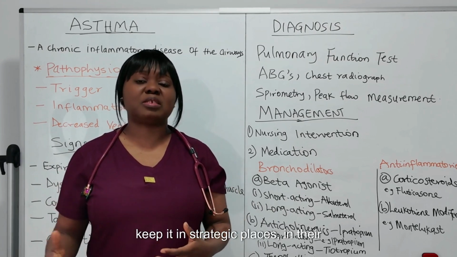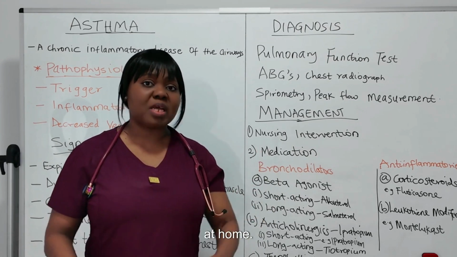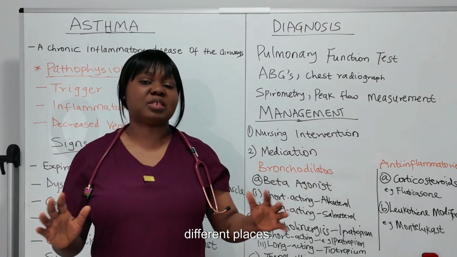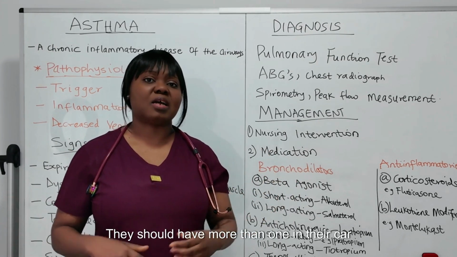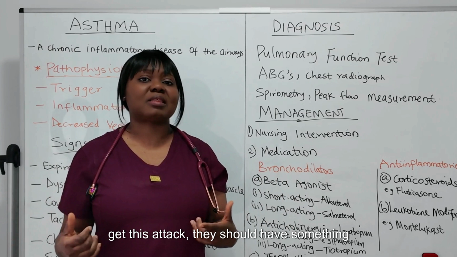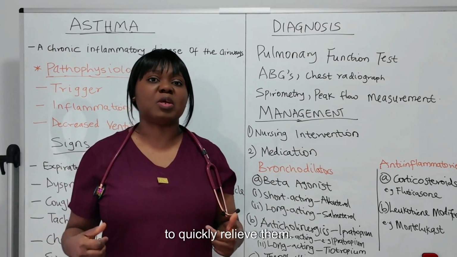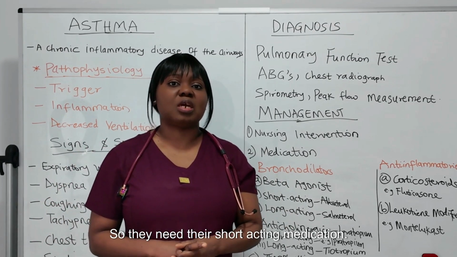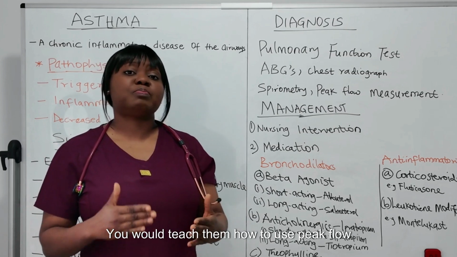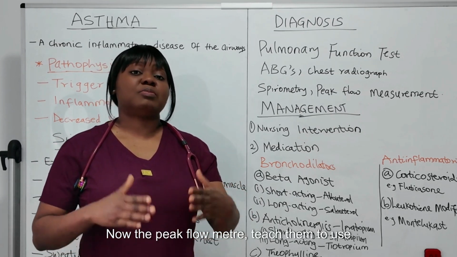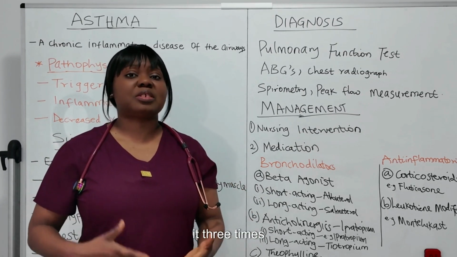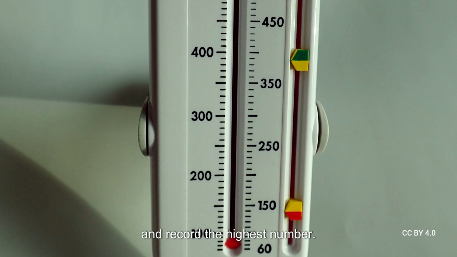Keep it in strategic places in their handbag, at home. Even at home, they should keep it in different places. They should have more than one in their car, so that anytime they get this attack, they should have something to quickly relieve them. They need their short-acting medication. You will teach them how to use a peak flow meter. Now, the peak flow meter, teach them to use it 3 times and record the highest number.